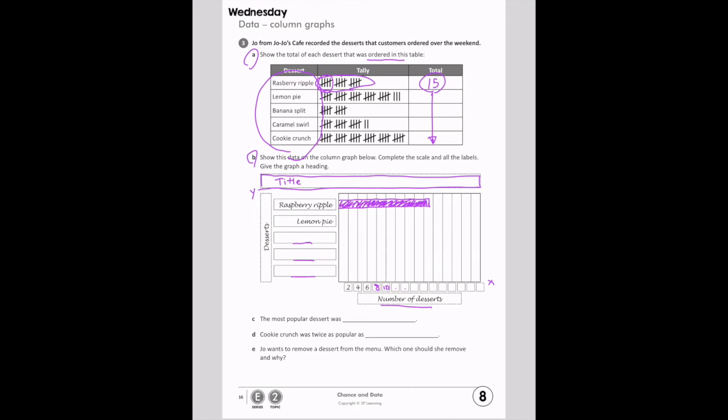Okay, once you've done all of that, you need to now figure out what was the most popular dessert. Okay, so which was ordered the most? And then Cookie Crunch was twice as popular as what? So double, twice, times 2. So however many Cookie Crunch had, if you divide that by 2, which dessert would that be? Okay, and E, Jo wants to remove a dessert from the menu. She wants to get rid of it. Which one should she remove and why?